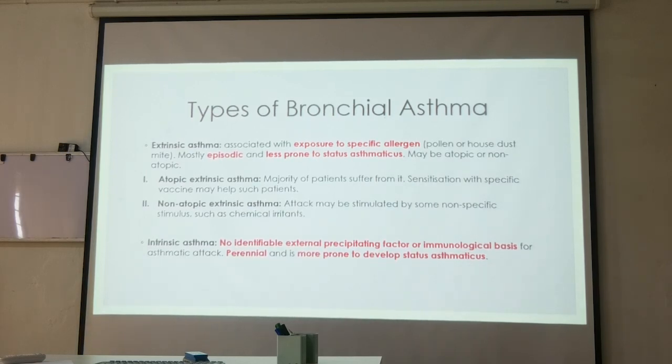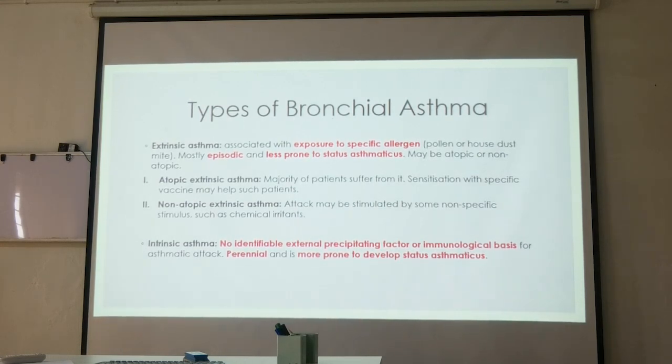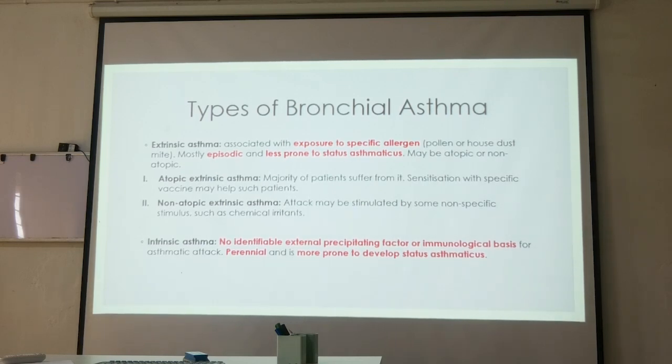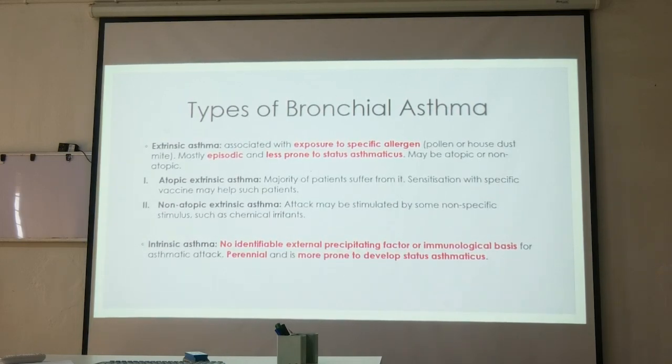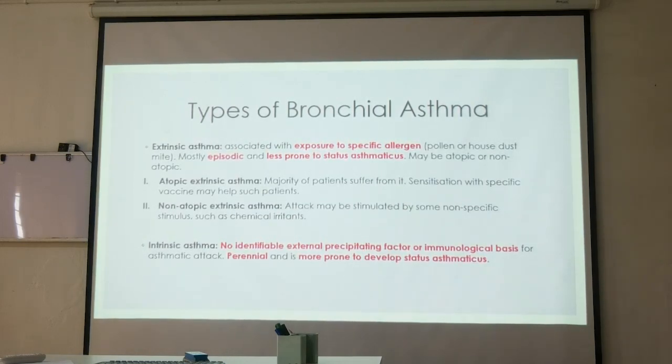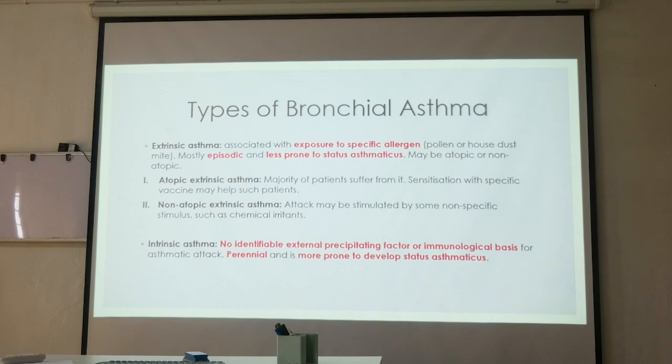Now, extrinsic asthma can be again of two types. It can be atopic, it can be non-atopic. What do you mean by atopic extrinsic asthma? Here a specific allergen is involved. While in case of non-atopic asthma, the precipitating factor is non-specific, like any chemical irritant or fire fumes.